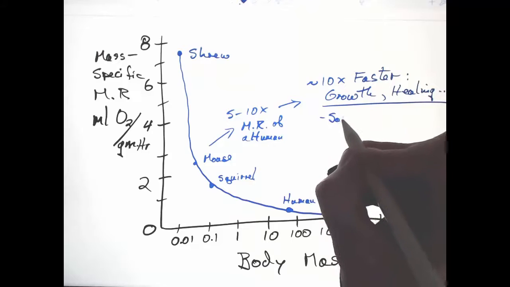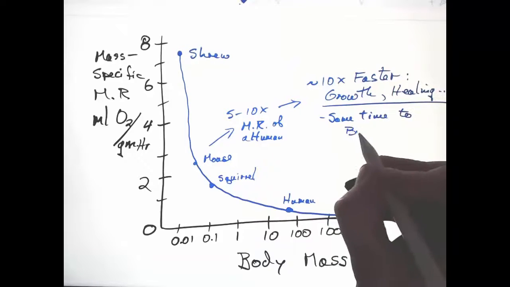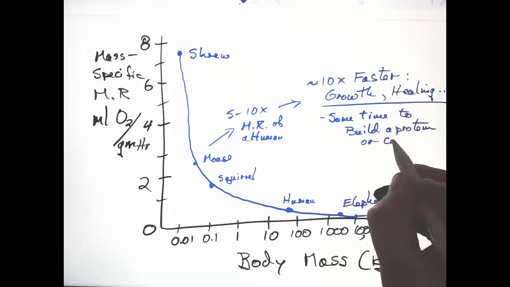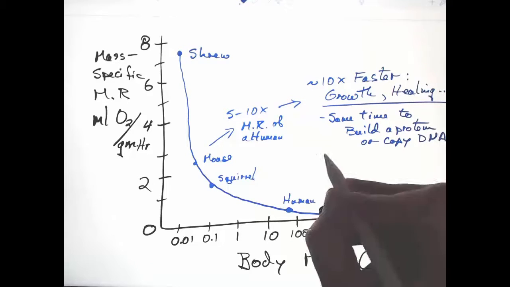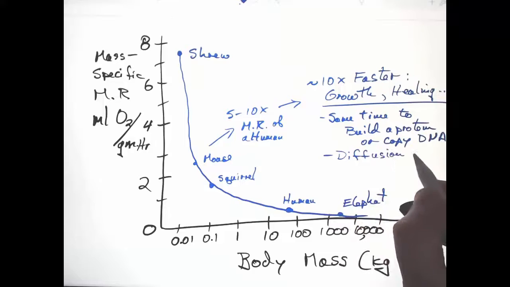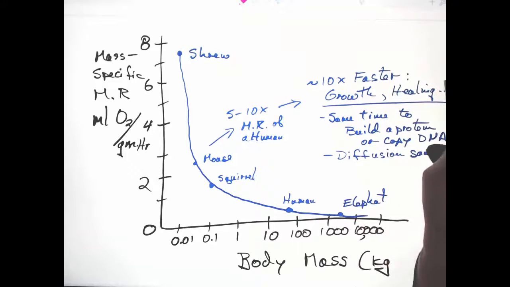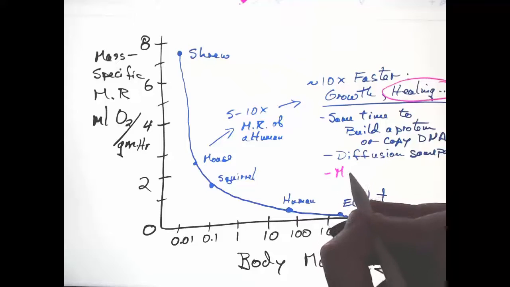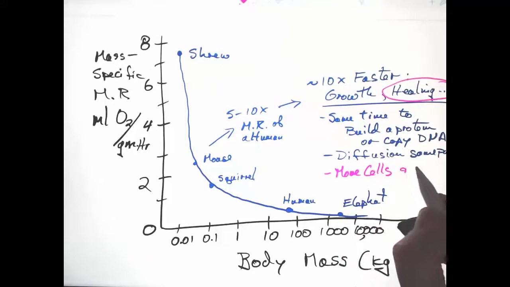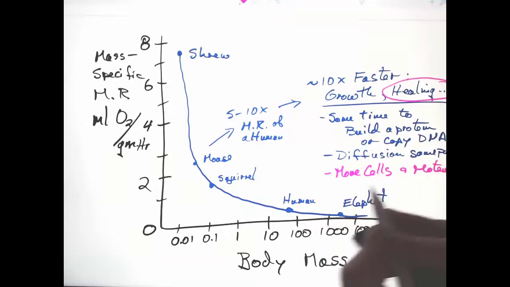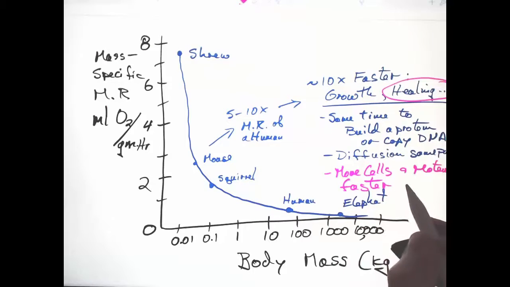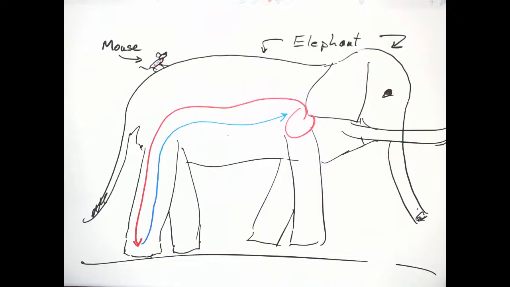It takes the same time to build a protein or copy DNA. Diffusion happens at the same pace. But with respect to healing, if a mouse has to move cells and materials, it can move things faster from one part of the body to another. In some ways, being larger doesn't affect the rate at which things happen. Proteins are made at the same speed, but in other ways, size matters a great deal.